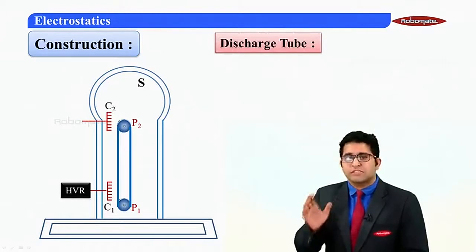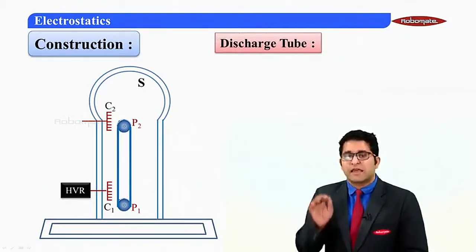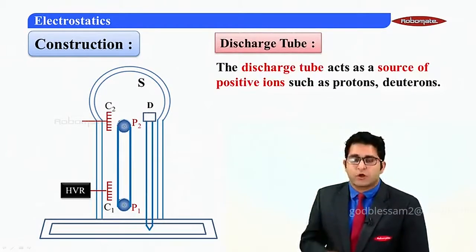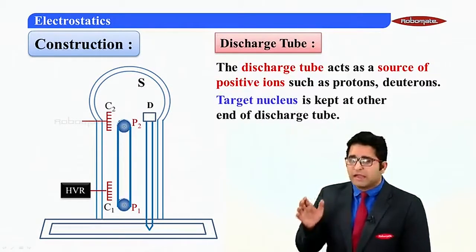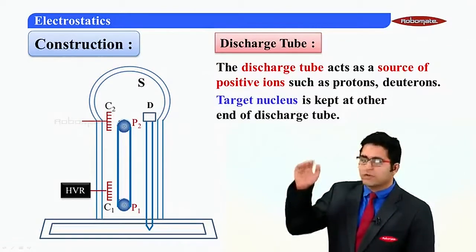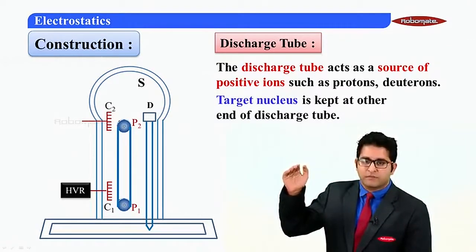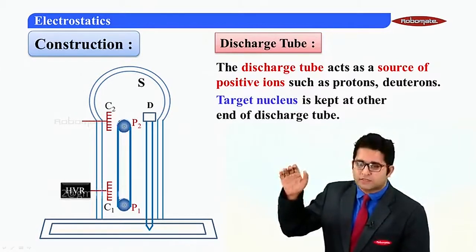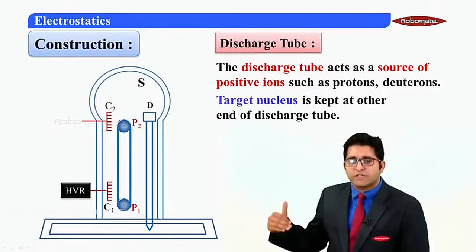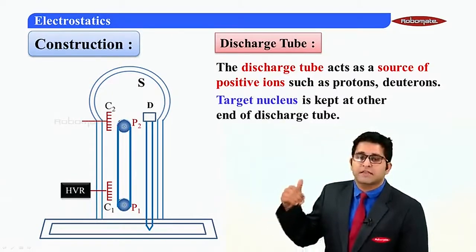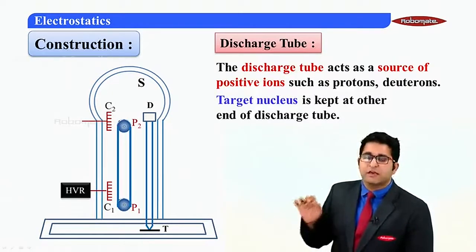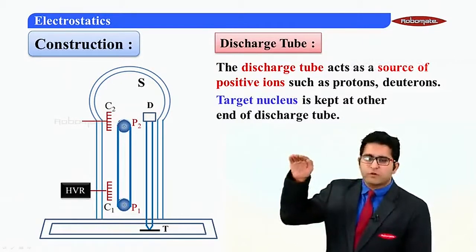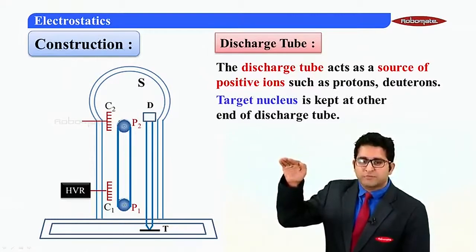Discharge tube. Now this discharge tube will act as a source of positively charged particles, right? Such as protons, neutrons, and at the other end, now see, on the upper side there is a D. This is referred to as the discharge tube. So here we'll have positively charged particles, and on the other side of the discharge tube we'll be keeping the target, capital T. Now see the diagram carefully. Here we'll be keeping the target nucleus T, right?